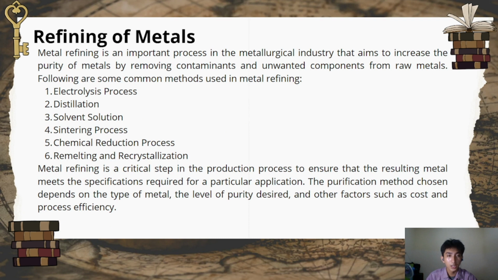remelting and recrystallization. Metal refining is a critical step in the production process to ensure that the resulting metal meets the specifications required for a particular application. The purification method chosen depends on the type of metal, the level of purity desired, and other factors such as cost and processing efficiency.